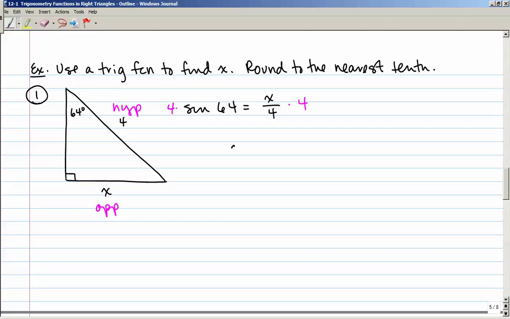So x is equal to 4 times the sine of 64. And then just plug that into your calculator. Make sure that you are in degree mode and not radian mode, and round that to the nearest tenth, and you'll get 3.6. So the length of the side opposite the 64-degree angle is approximately 3.6 units.